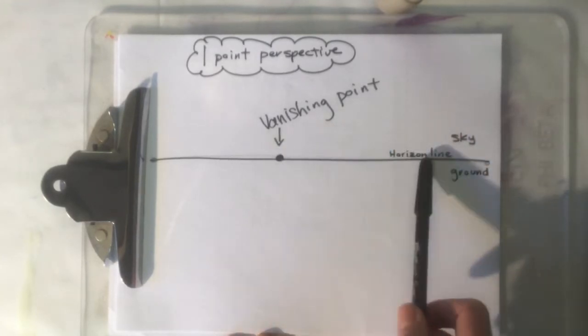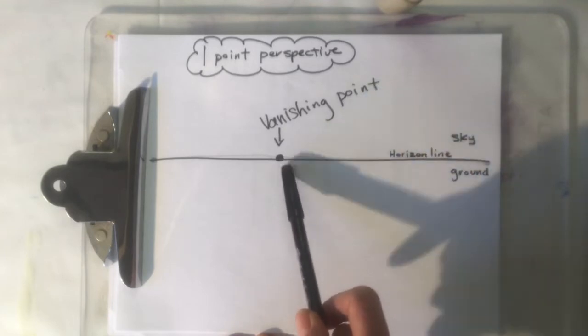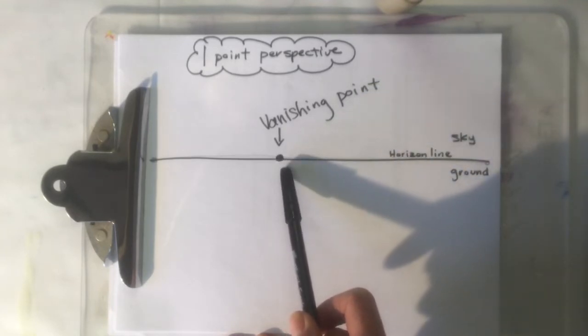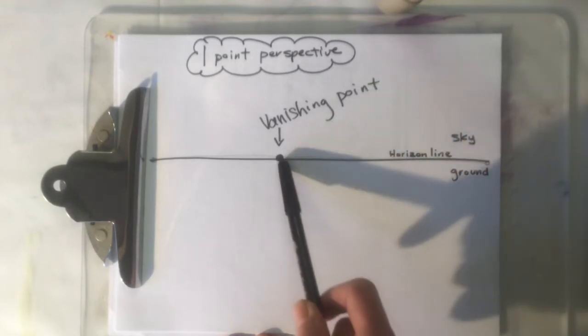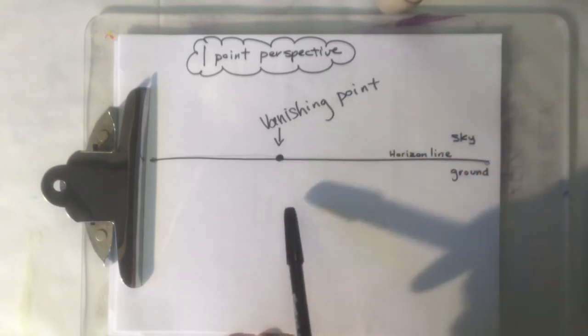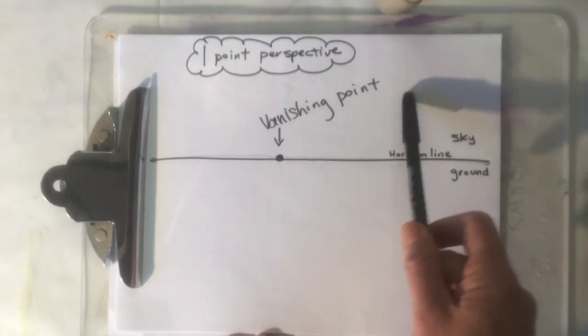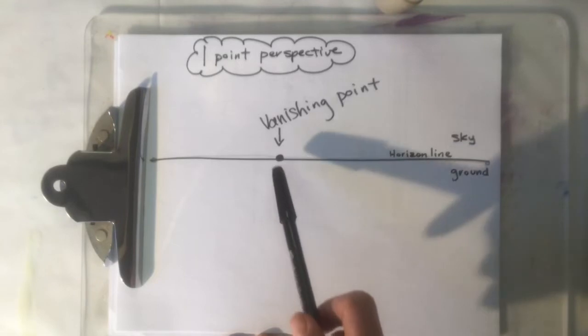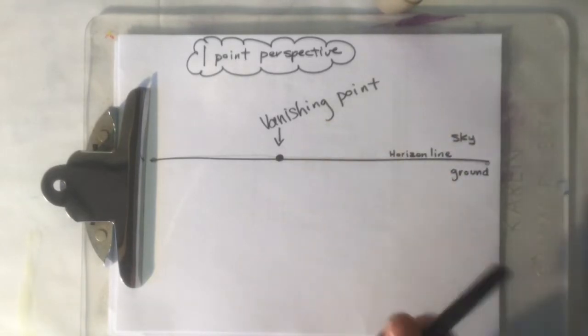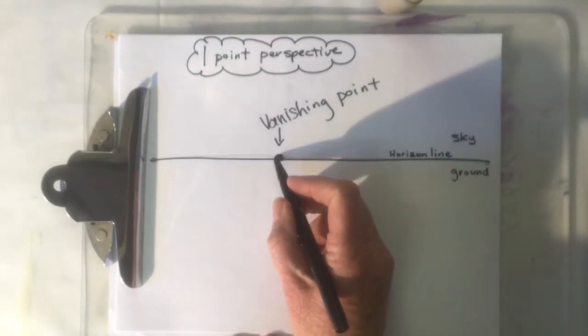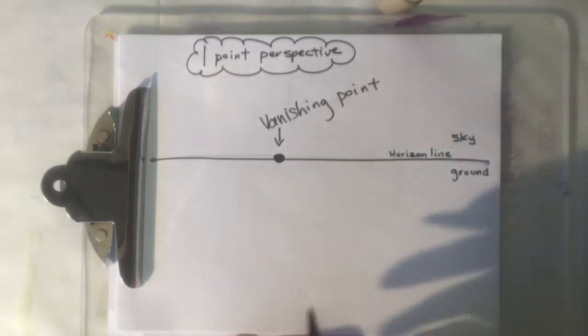So we're going to draw our horizon line. The vanishing point is always on the horizon line because all your lines are going to go towards that horizon line. Buildings don't vanish up towards the sky. So here's my vanishing point. Because we're doing 1-point perspective, I only have one vanishing point.